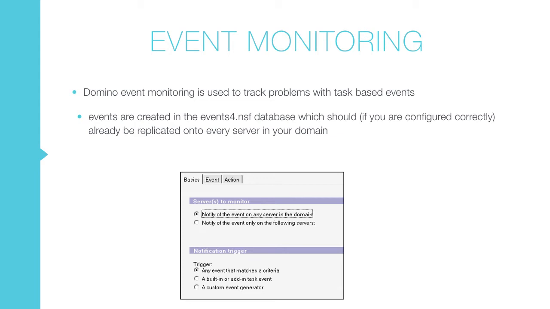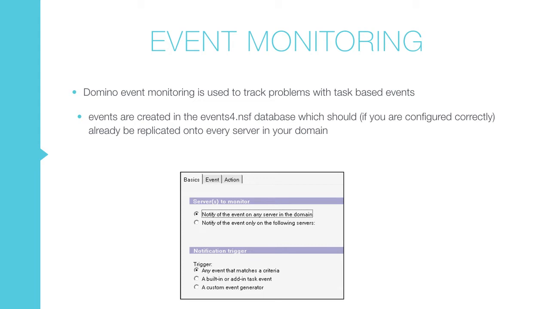Event monitoring is designed on a Domino server to track problems with task-based events. Events are created in the events4.nsf database. That database will be replicated around your environment without you doing anything. Every time you build a new server and you say it's part of your existing domain, that events4.nsf database is actually pulled from the server you set up from. So every server in your domain should have the same events4.nsf. If it doesn't, then someone's manually done something and something's gone wrong. They should all share the same replica.